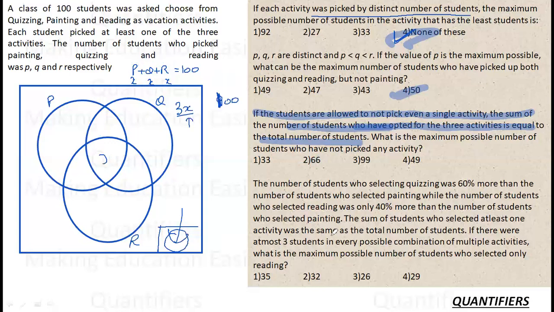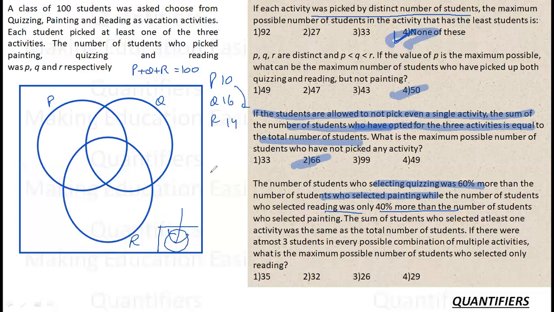Let us now look at the last question. What is the last question? The number of students selecting quizzing was 60% more than the number of students who selected painting. यानी कि अगर पेंटिंग को 10 लोगों ने किया तो क्विजिंग को 16 ने किया, ठीक है. And the number of students who selected reading was only 40% number of students who selected painting. So reading वालों को इनसे 40% ज़्यादा नहीं किया.